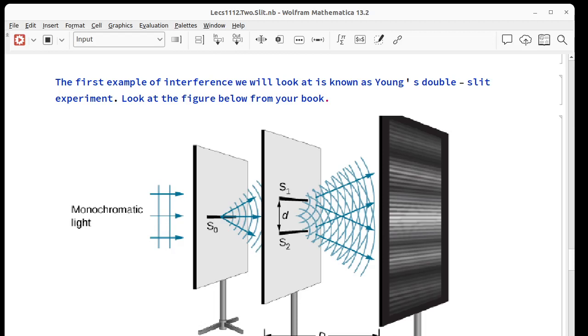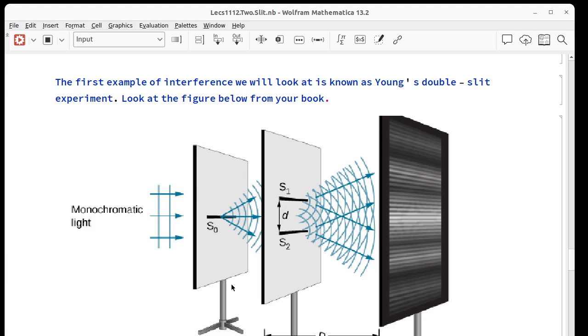Now that we know a little bit about how waves combine, we can look at an example of interference known as Young's double slit experiment. The way we would do this now, if we have monochromatic light, which means light that's all the same color, nowadays we'd use a laser. They had to do something else 150 years ago when this was first done.